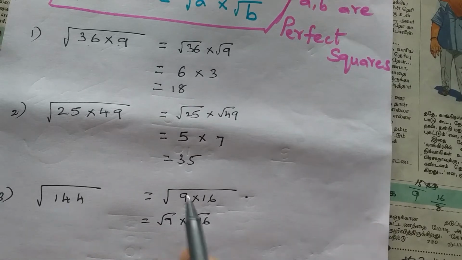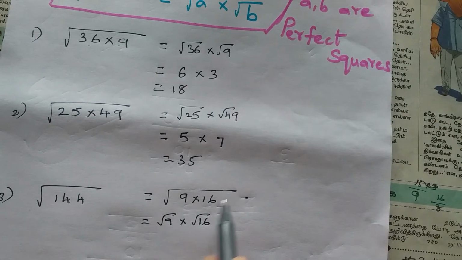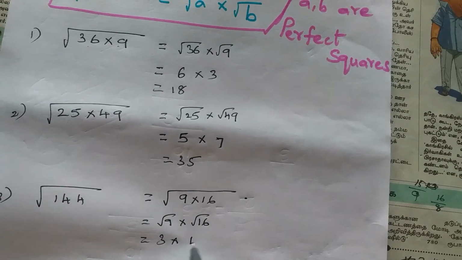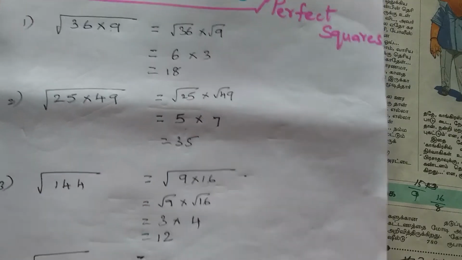So it is 144. We can write it as 9 into 16. Now this has become the product of two numbers. Now root of 9 into root of 16. What is root of 9? 3, and root of 16 is 4. Now what is 3 4s? 12. So square root of 144 is 12.